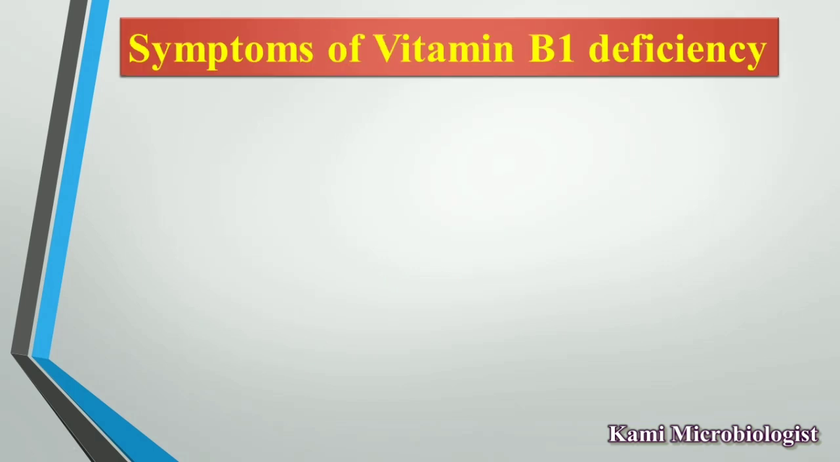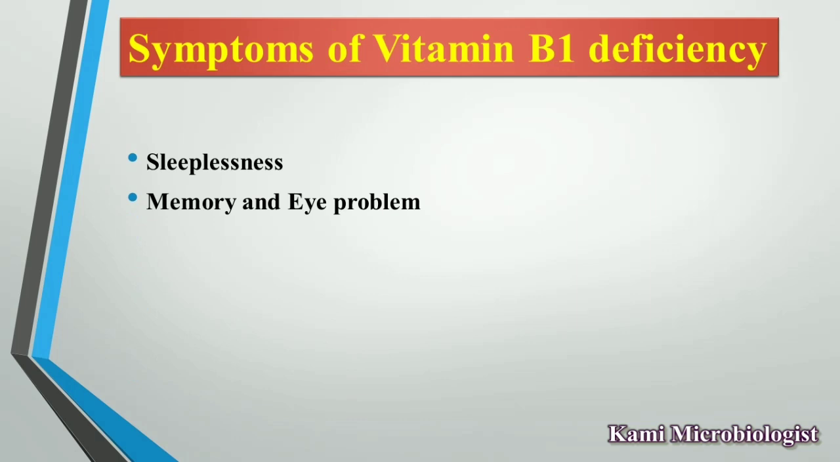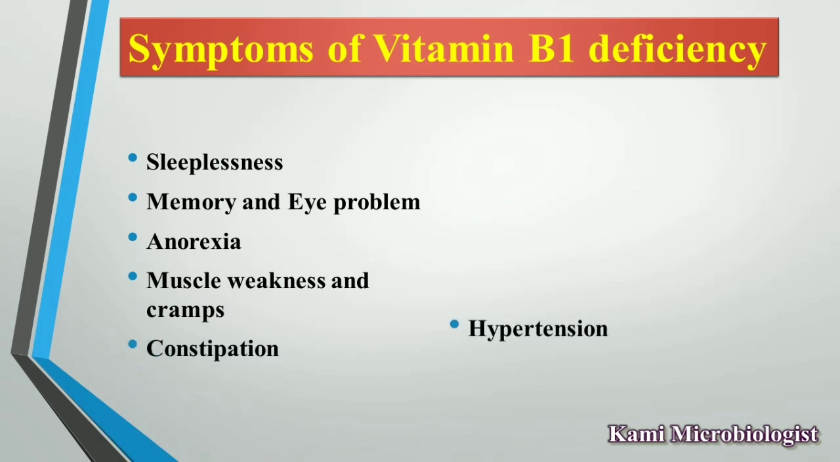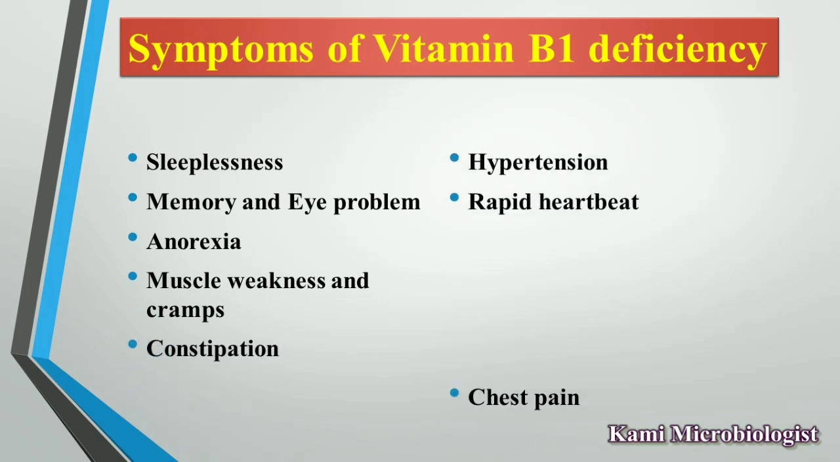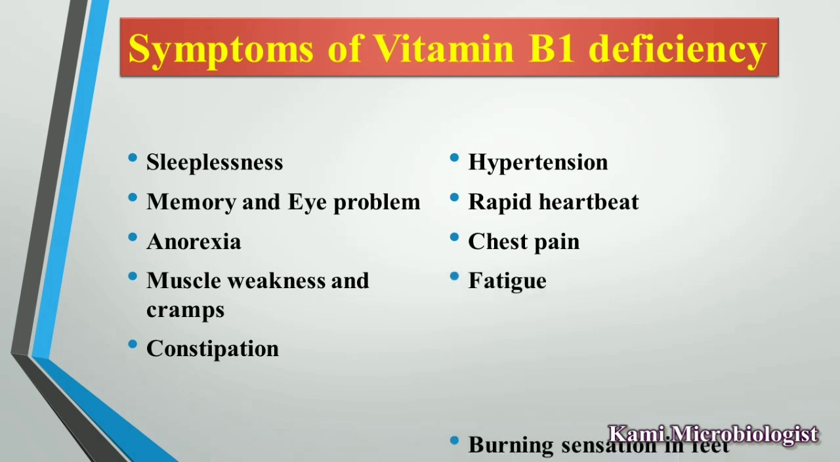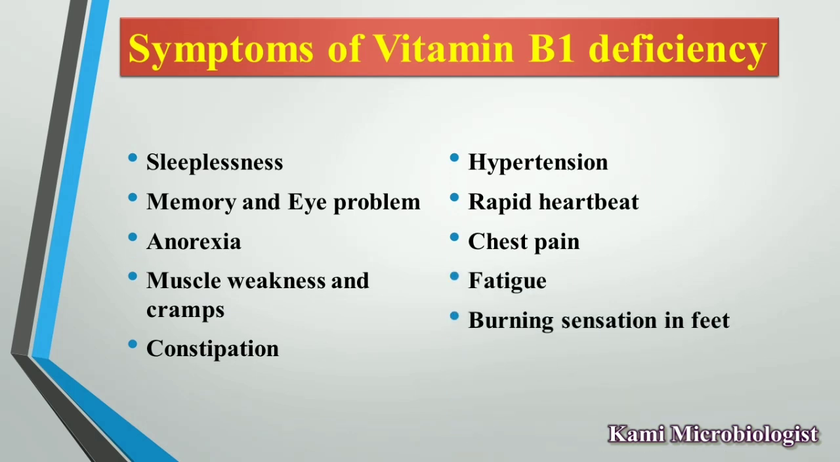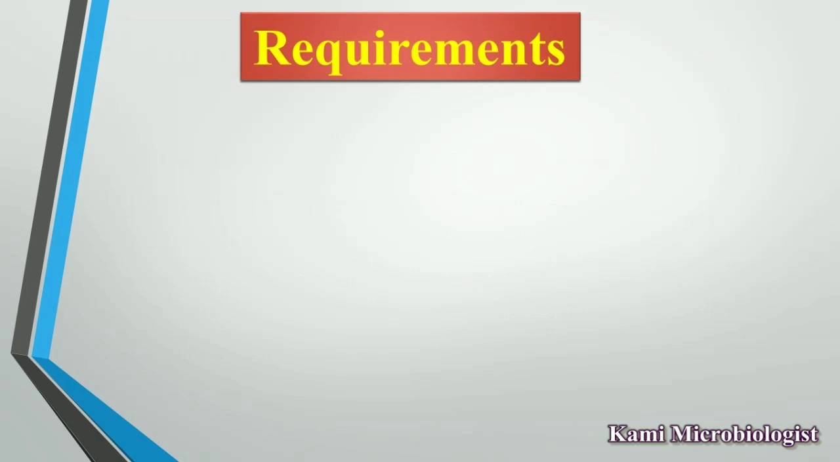Next we have the symptoms of vitamin B1 deficiency. Suppose vitamin B1 gets low in the body, what type of symptoms will appear? There will be sleeplessness, memory and eye problems, anorexia, muscle weakness and cramps, constipation, hypertension, rapid heartbeat, chest pain, fatigue, and a burning sensation in the feet. So these are the main symptoms when vitamin B1 gets low.